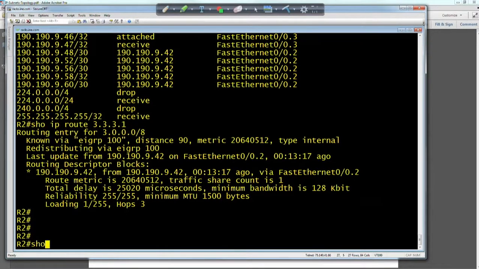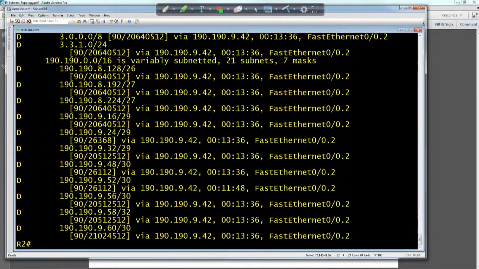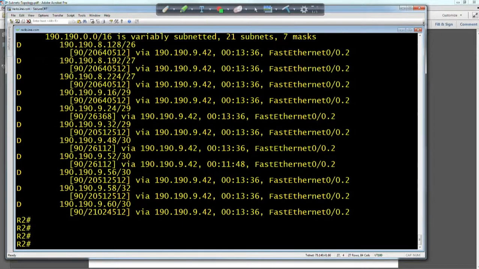Let's choose a route where it has more than one path. There's got to be at least one in here. All right, let's see. All these have just a single entry. Interesting. So let's do show IP EIGRP topology.